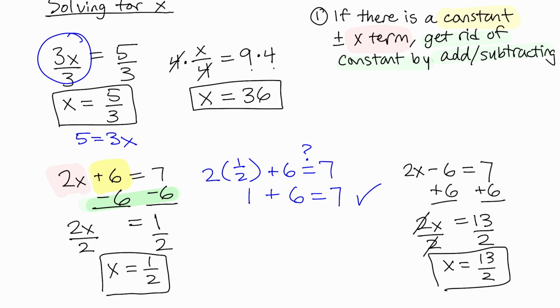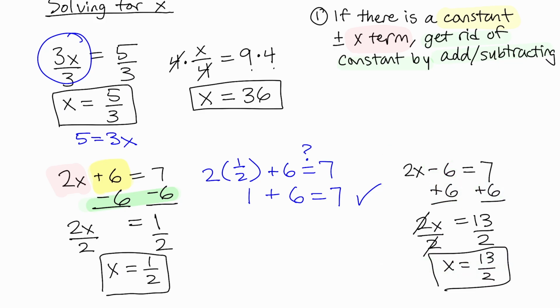We do the opposite operation. Now for this equation, we had 2x minus 6, so we had to do the opposite of minus, which is plus. So we did plus 6 on both sides to cancel the minus 6 out.